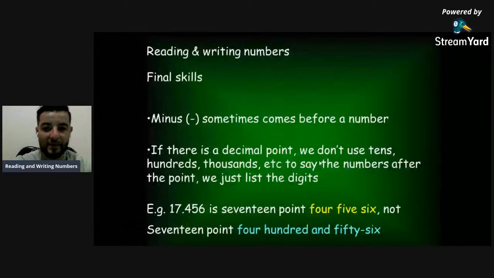Minus sometimes comes before a number. If there's a decimal point, we don't use tens, hundreds, thousands, etc. to say the numbers after the point. We just list the digits. An example would be 17.456, not seventeen point four hundred fifty-six.